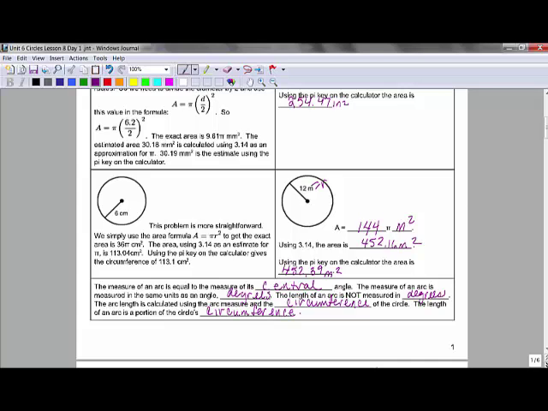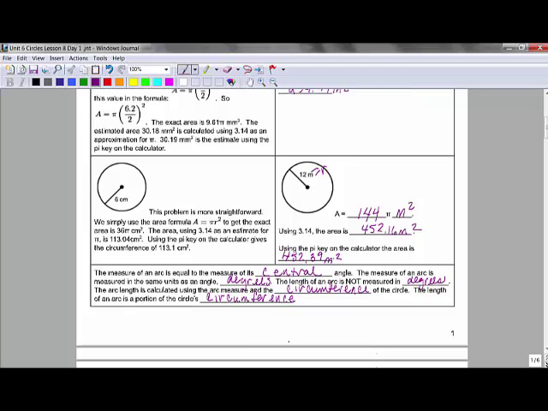Some review of last week. The measure of an arc is equal to the measure of its central angle. The measure of an arc is measured in the same units as an angle, degrees. The length of the arc is not measured in degrees. The arc length is calculated using the arc measure and the circumference of the circle. The length of an arc is a portion of the circle's circumference.